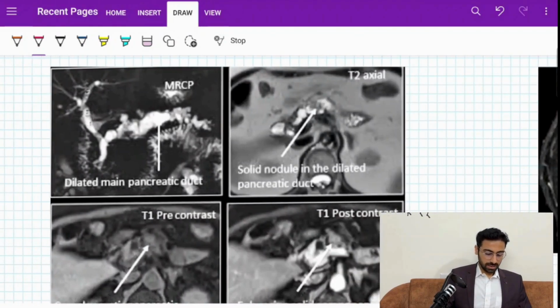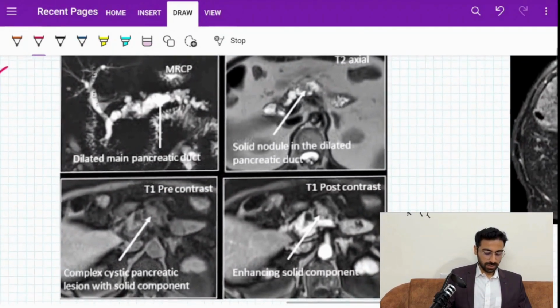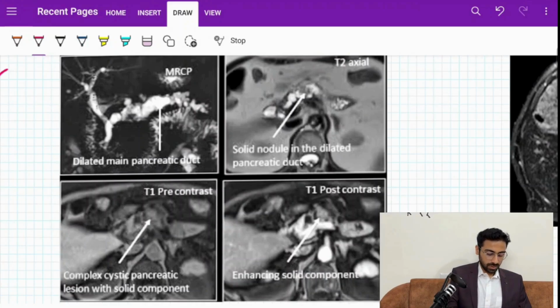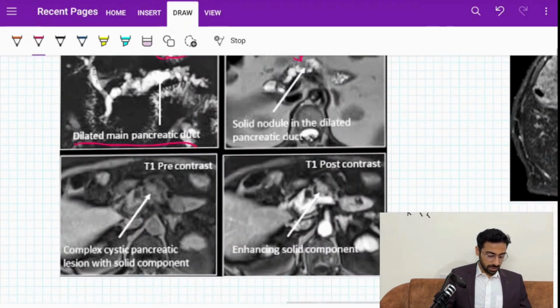Let us see the same on the MRI. This is another case. We can see here that on the MRCP, the entire main pancreatic duct is dilated. On T2 weighted axial images, we can see that there is a solid nodule within the dilated pancreatic duct. Now, these are the T1 pre-contrast and post-contrast images. You can see that the solid nodule is showing enhancement. This is a classical main duct variant of IPMN.